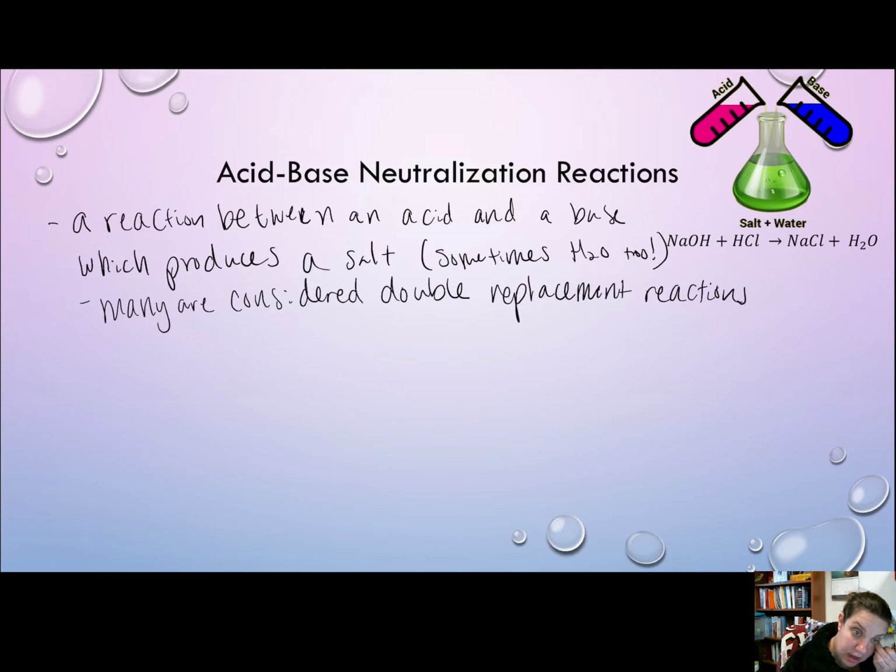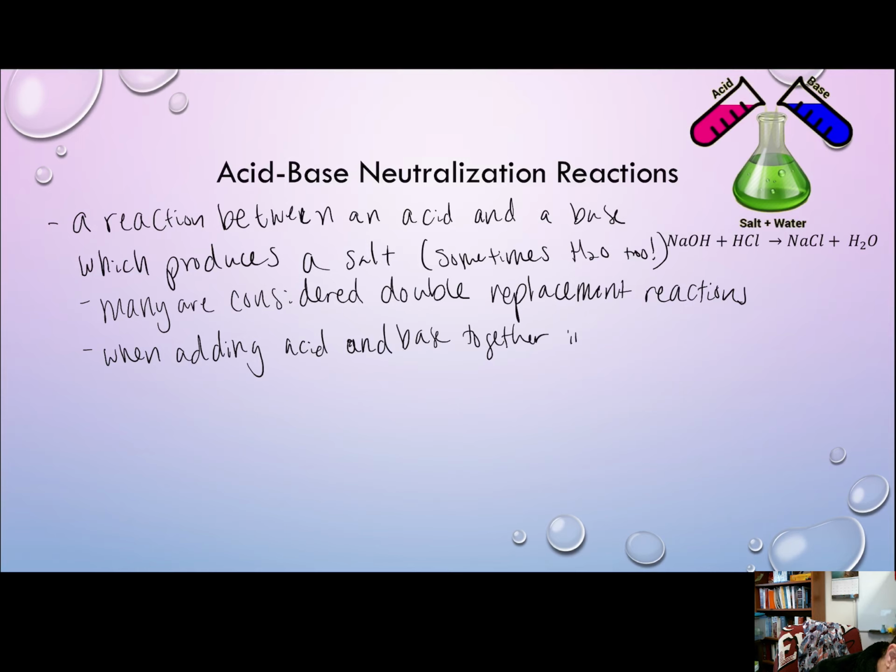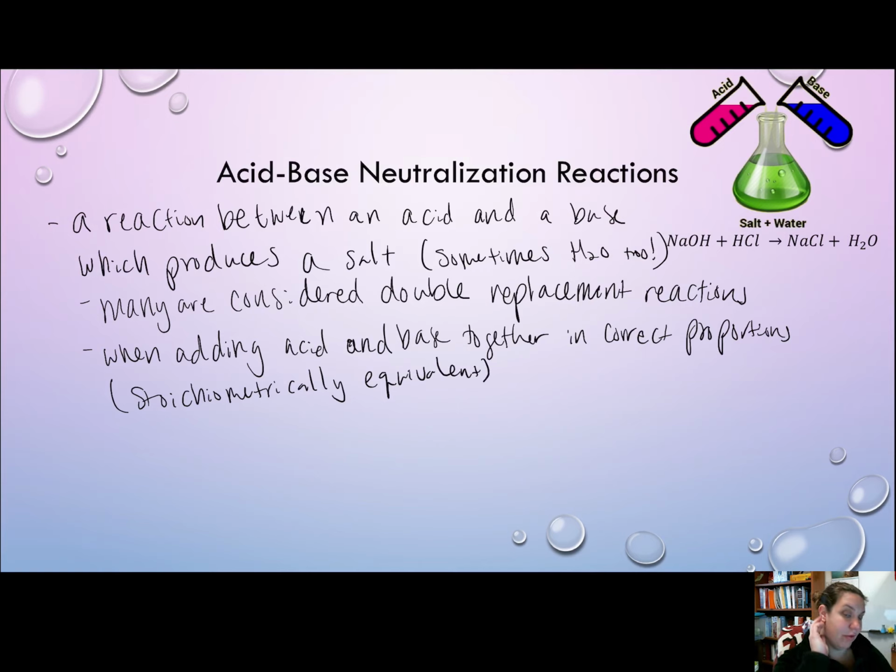Okay, and then what happens is if we add our acid and our base together in correct proportions, so stoichiometrically they're equivalent, we consider this to be no longer corrosive. That's because we have neutralized both our acid and our base.